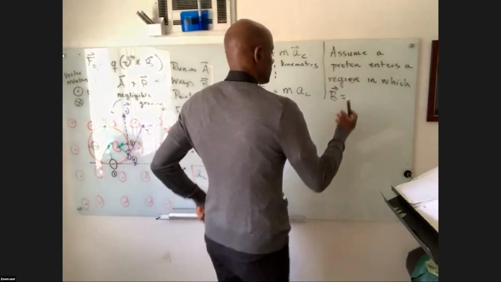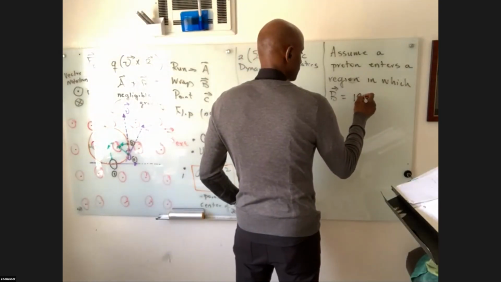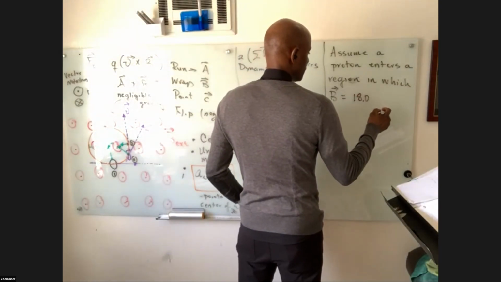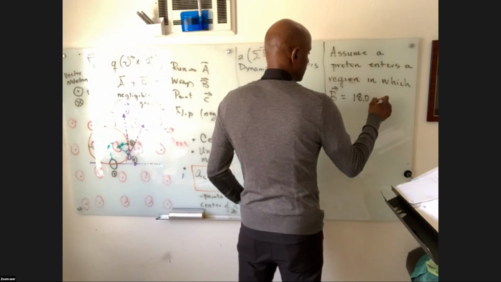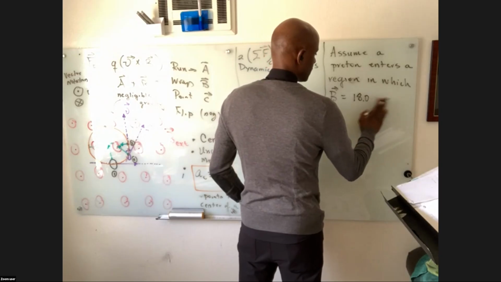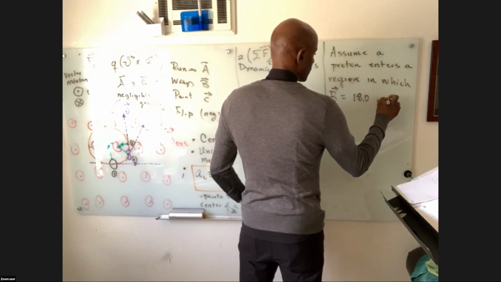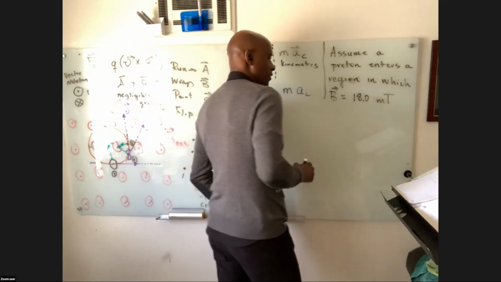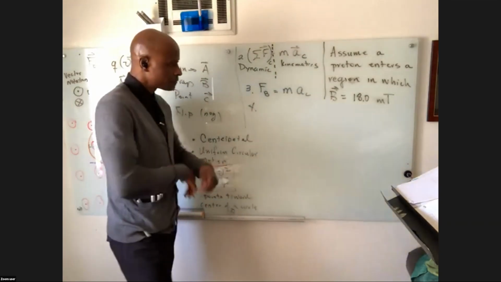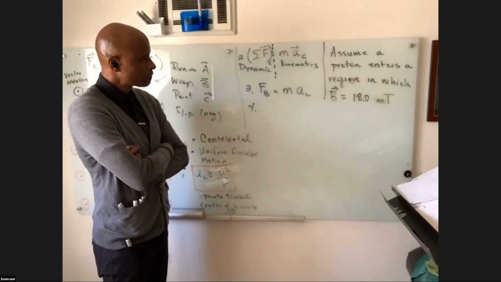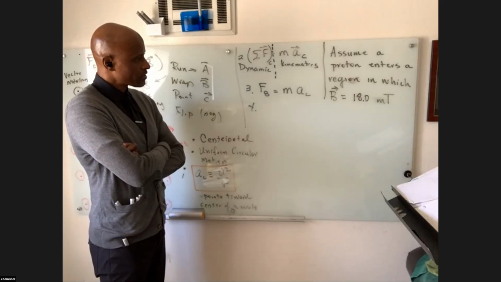Let's make B 18.0 times 10 to the, so millitesla. Milli is 10 to the negative 3. So 18.0 millitesla. Now you can look up the mass of the proton and all that.